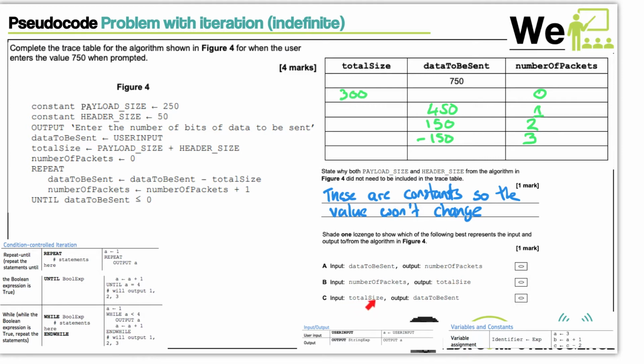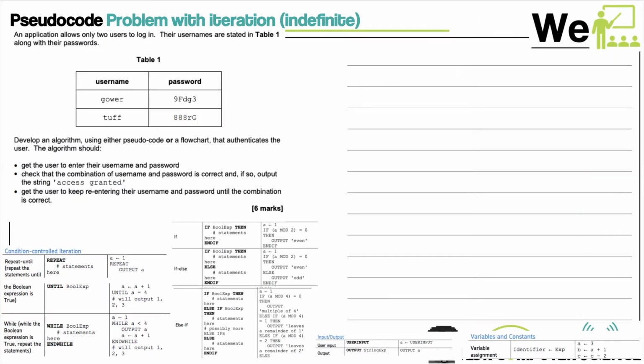And then input total size, no, we got this from here. It wasn't an input, it's something that we started with, and output was data to be sent. So I think input data to be sent because the user inputted that. So it's going to be that one. Onwards to the next one.